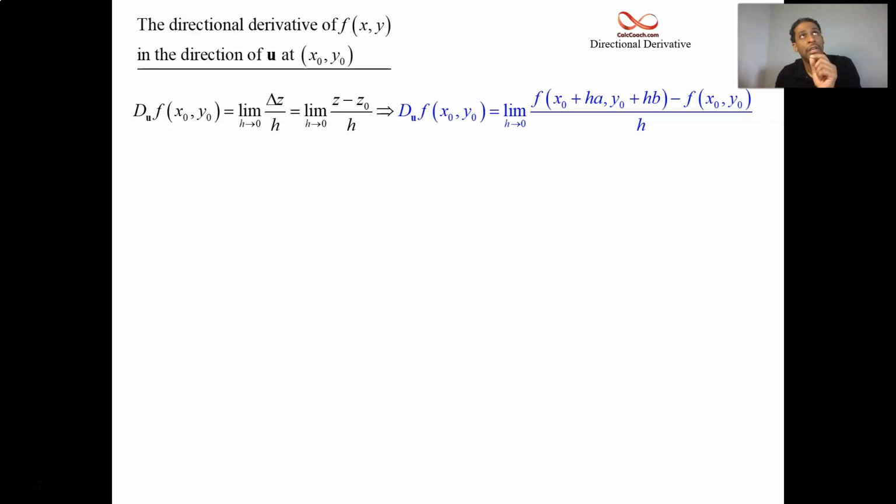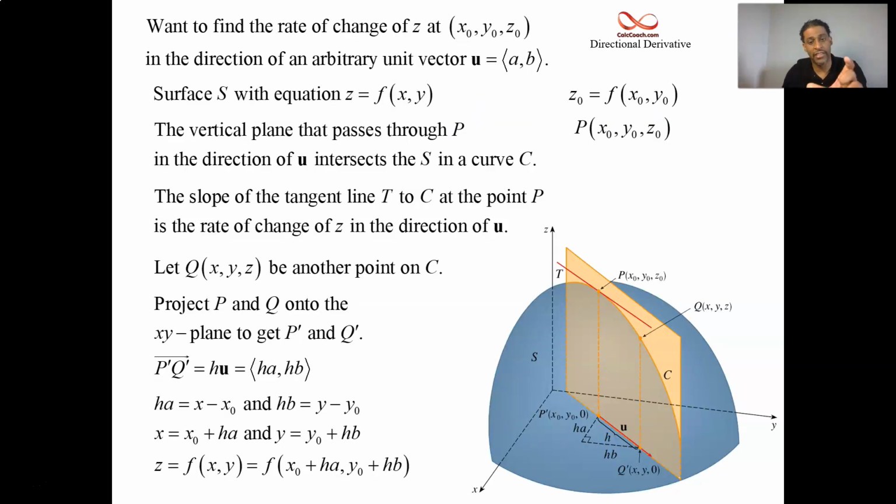The f of x y, that's the point Q, and the f of x naught y naught, that's the point P, up on the curve we're talking about. And so we subtract their z values and we divide by h, and what we're getting is the slope of the red line. We're going from secant line slope to tangent line slope by letting h go to 0. So that line is labeled as capital T here.